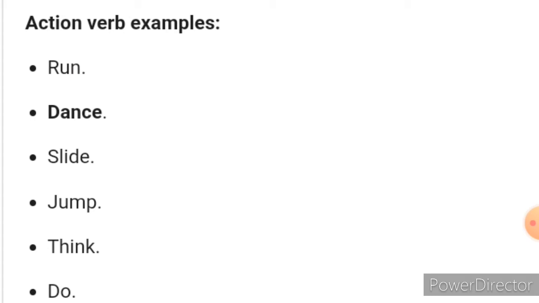These verbs are divided into two categories: one is the transitive verb and the other is the intransitive verb. First you have to understand what we mean by verb, children. Verb means an action word. An action word is known as a verb. And it is divided into two categories: transitive verb and intransitive verb.